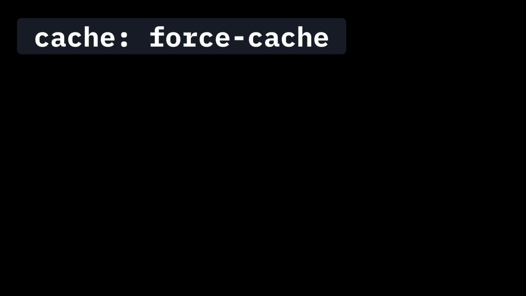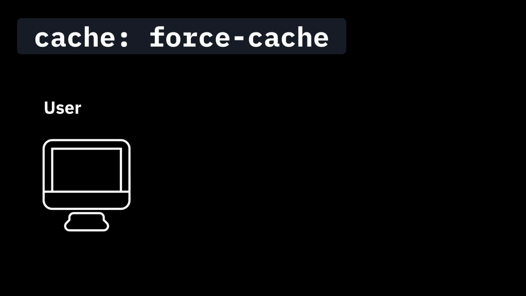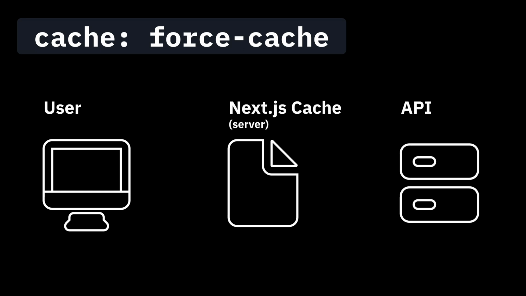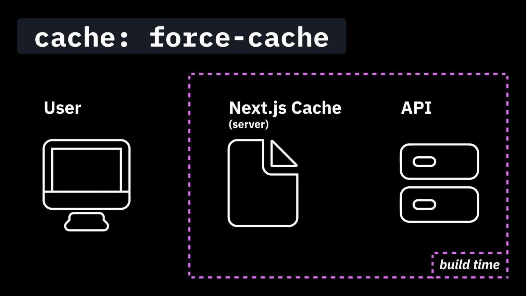So let's say you have a user, you have Next.js cache running on server, perhaps Vercel, and an API. Let's focus on the communication between Next.js cache and an API that happens during build time. When Next.js builds your application, it will send requests to an API as it pre-renders your pages, and then it will cache the responses it receives.